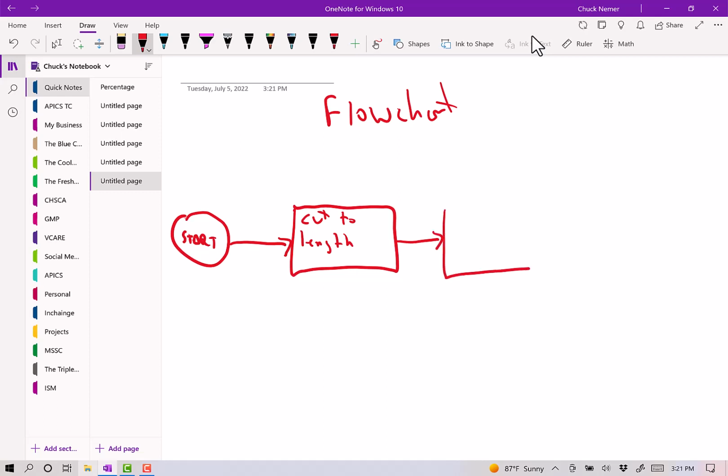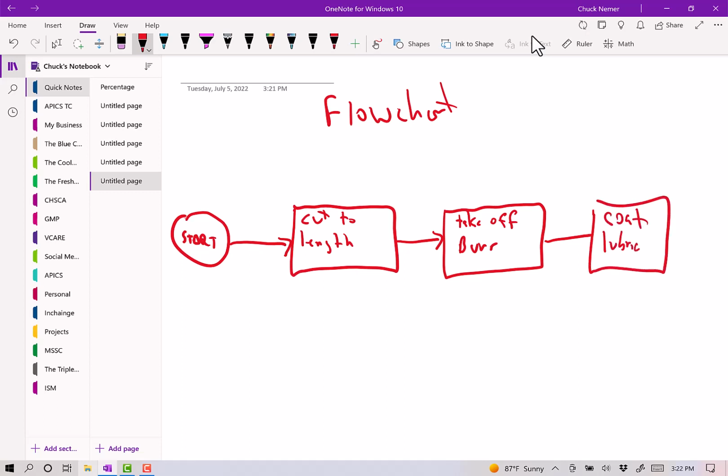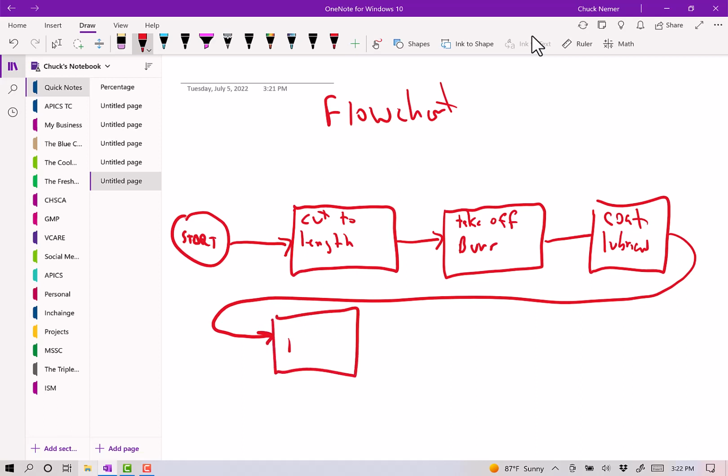The next step in the process is going to be to take off the burr. The burr is the little rough edges that are on the edge of the piece of metal that's cut. And then the third step might be to then coat it with some type of lubricant, coat with lubricant. And then I'm just going to come down here. Fourth step in the process is actually going to be to now inspect the part. So we look at the part to inspect it.